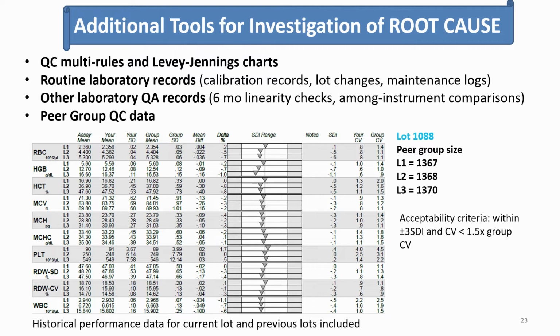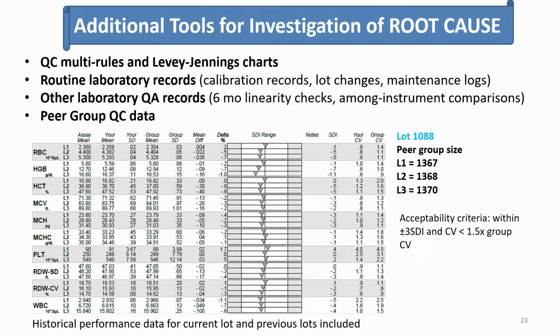Some additional tools for investigation of root cause include looking at the QC multi-rules, so which rule failed, does that give us any insight? Look at our Levey-Jennings chart, is this a shift or a drift, which would point us toward a road of further investigation. What about routine lab records? We have calibration records, reagent lot change records, maintenance logs. Maybe we put on a new reagent lot and suddenly we have a QC problem. Other lab records, like our 6-month linearity checks and our among instrument comparisons. So if we have a QC failure on one instrument and see, oh, the 2 other instruments, their QC is about to fail, we probably have a problem common to all those instruments, like the reagents.